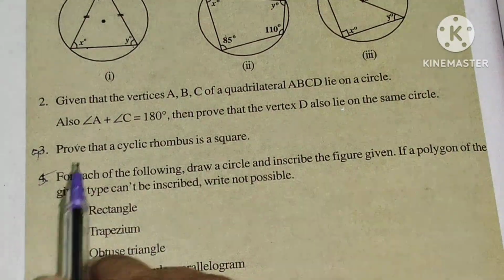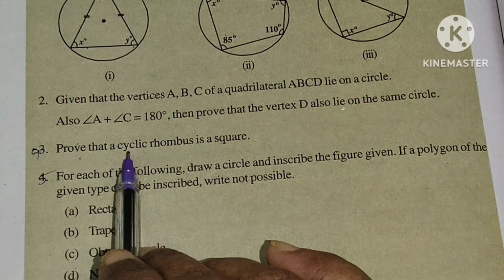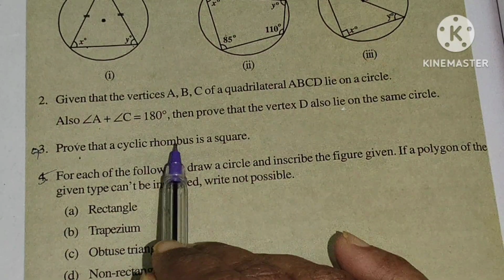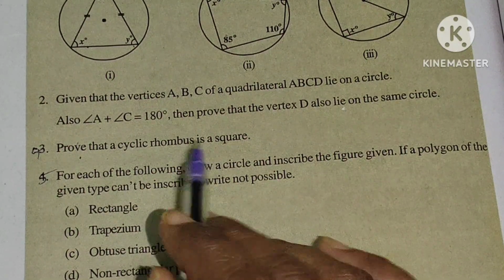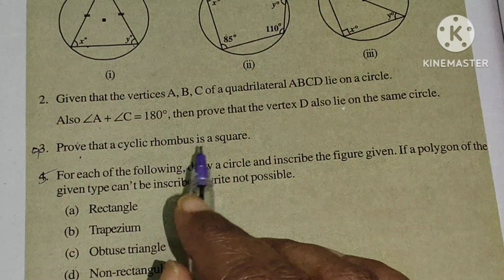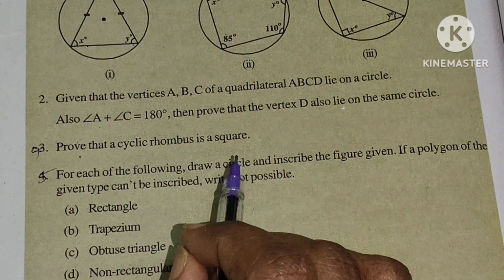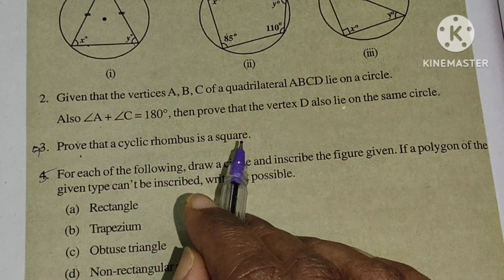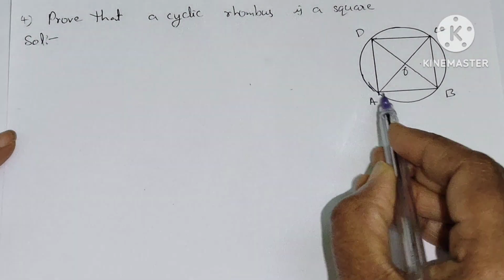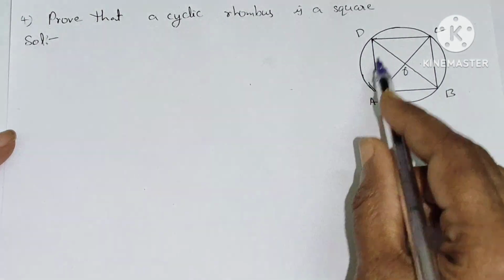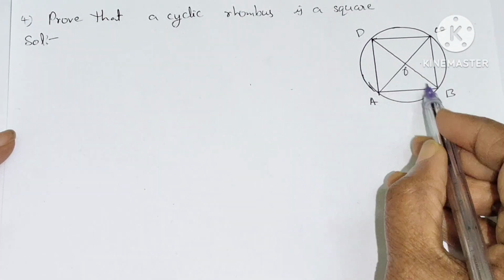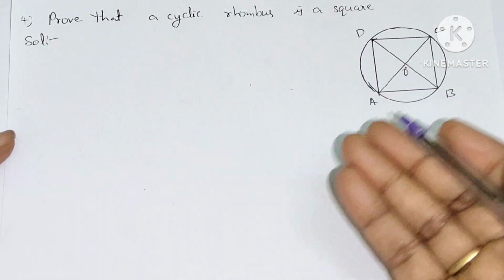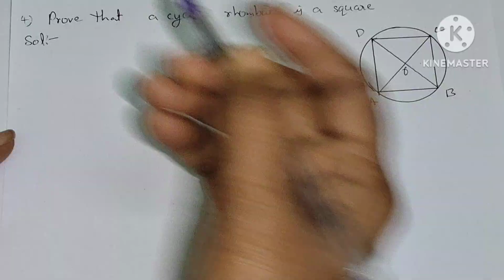The fourth question is to prove that a cyclic rhombus is a square. A rhombus has four equal sides and is a parallelogram. The rhombus rules almost satisfy the square rules, so basically a rhombus is a square. So we prove that a cyclic rhombus is a square. We draw the cyclic rhombus. A rhombus has four equal sides and perpendicular diagonals. A square also has four equal sides and perpendicular diagonals. So we write that.